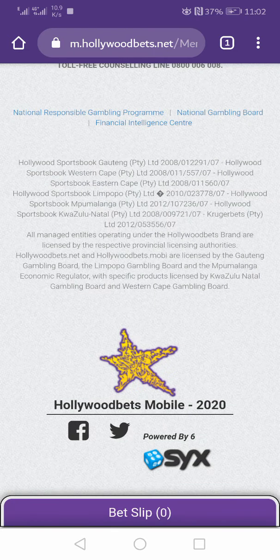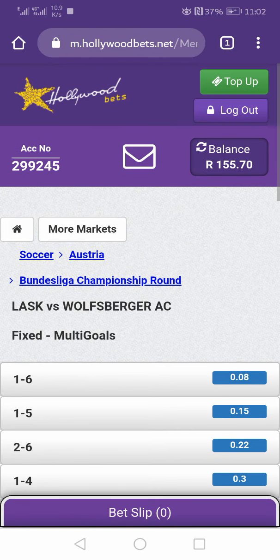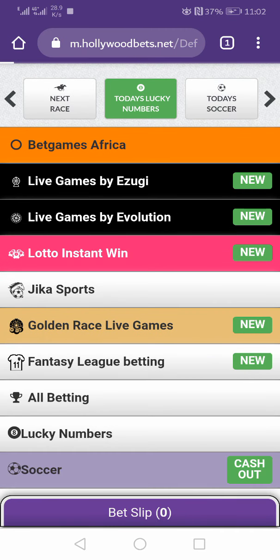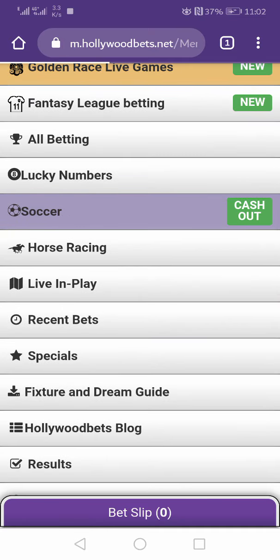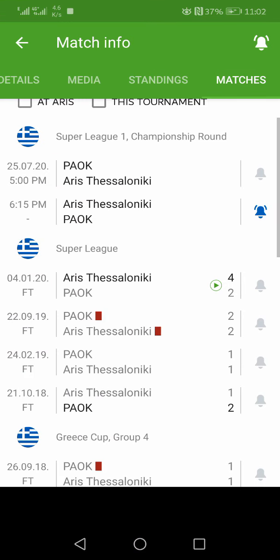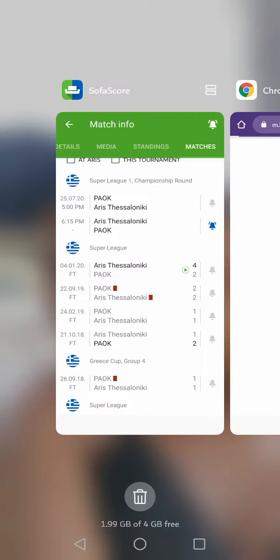You can also check. You can go home here, and then you go to soccer. From soccer, you go to Greece. It's a bit slow now, but never mind. You go to Greece, you check that market. You also select the suitable market. Are you getting my point? You check the suitable market for these.